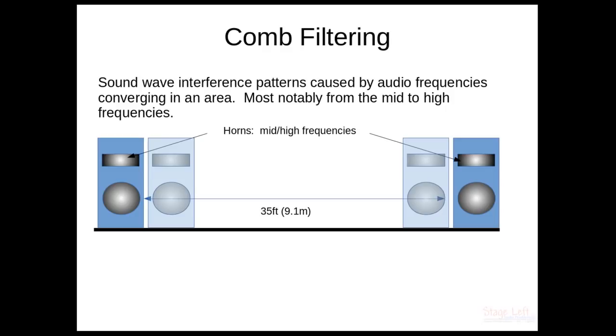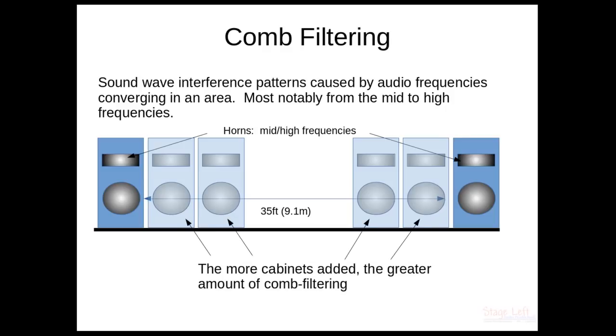But the problem is that when people start introducing more speakers to their stage, the comb filtering issue starts becoming very prominent. Comb filtering is a physics term that goes back to interference with the audio waves. So when you start adding more speakers to the stage, this is when it starts getting really bad. More cabinets added basically equals a greater amount of comb filtering.